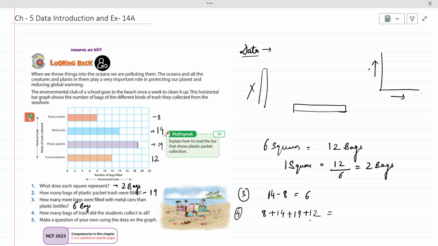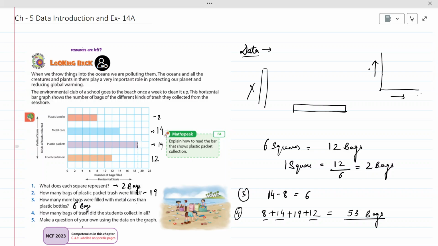So 12 plus 8 is 20, 20 plus 14 is 34, and 34 plus 19 will be 53. So there are 53 bags in all. Okay, so you understood what we have done. In order to find the total, we have added all the bags from the different types of trash.